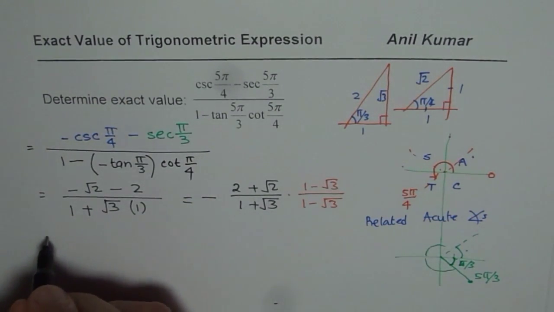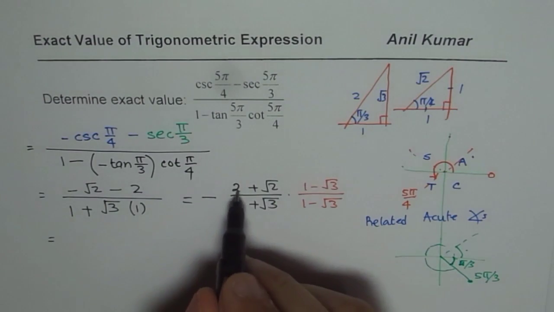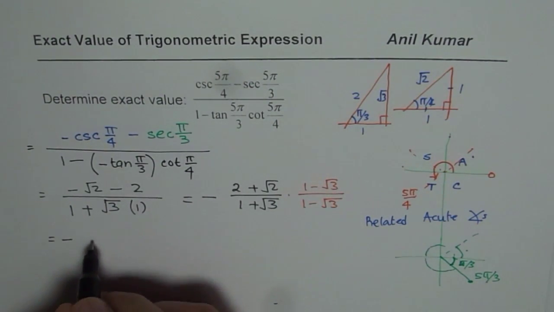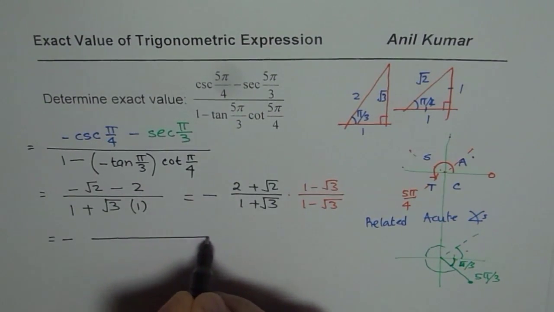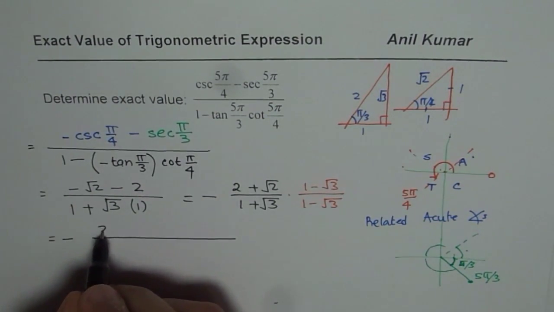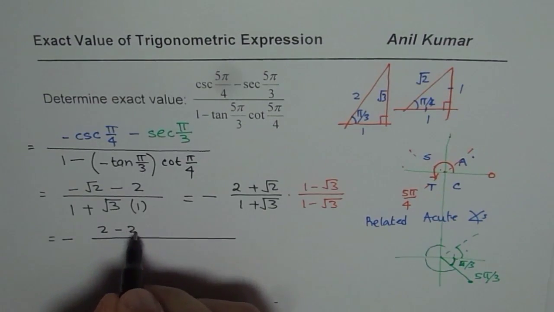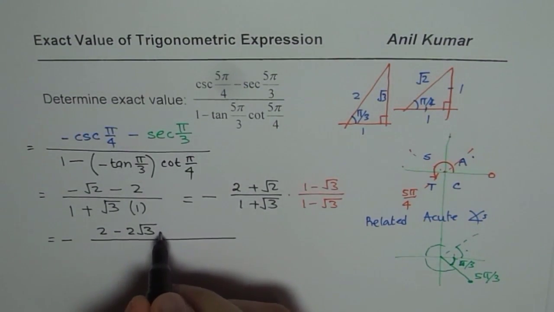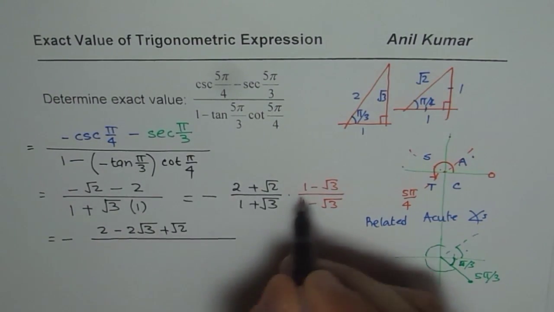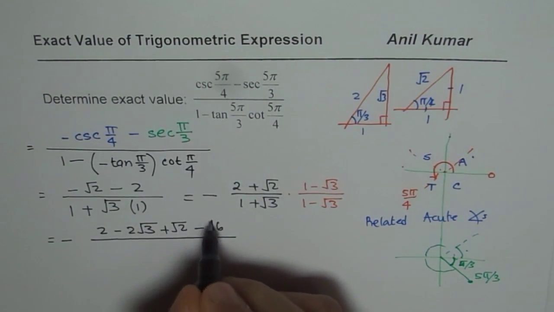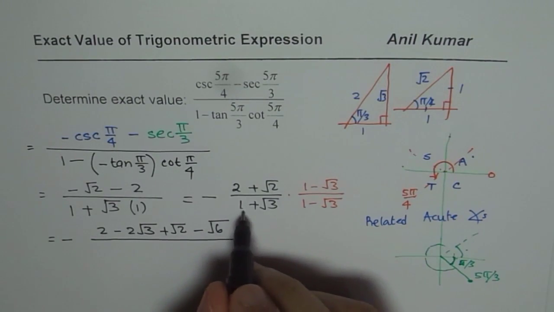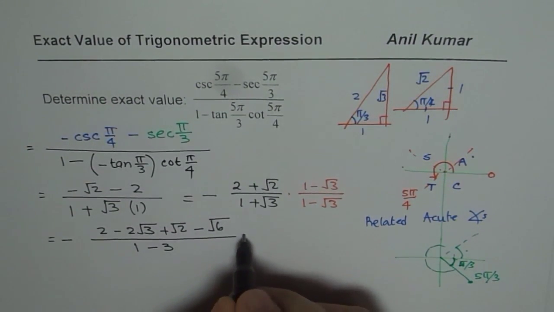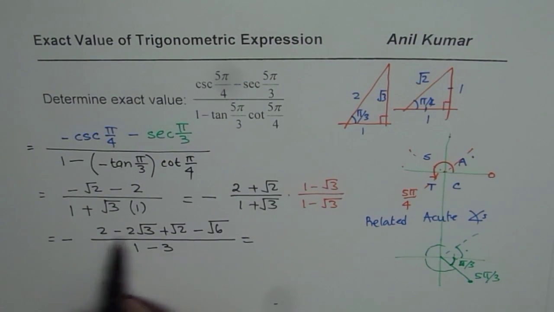Okay, so once you do that, in the numerator you have to expand, right? So 2 times 1 is 2. This is minus outside, correct? So let us expand. 2 times 1 is 2 minus 2 square root 3. Square root 2 times 1 is square root 2, so plus square root 2 minus square root 6. In the denominator, a square minus b square, so we get 1 minus 3, which is 2. Now, so that is your numerator.